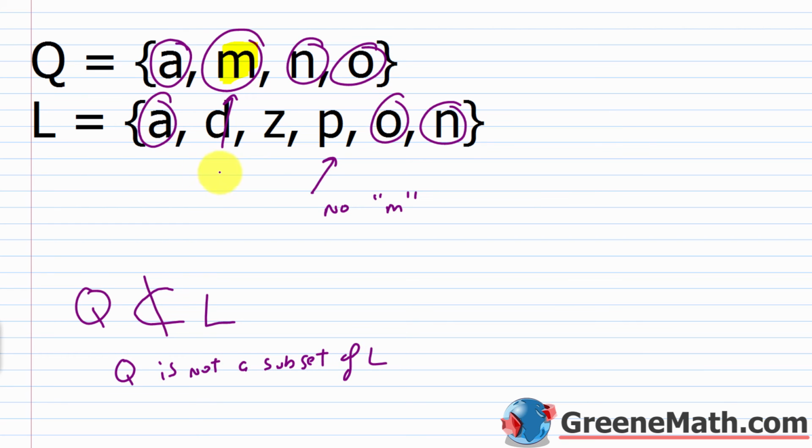But if I was to change this set, and let's say I was to put an M in there, then it would be a subset, because L would contain all of the elements of Q. So that's what we mean here when we say Q is not a subset of L.